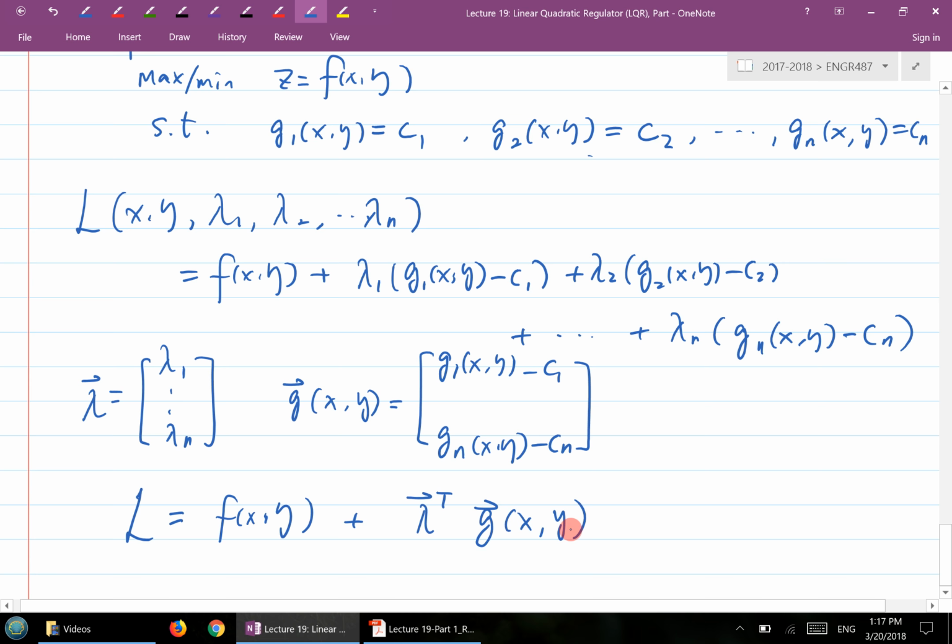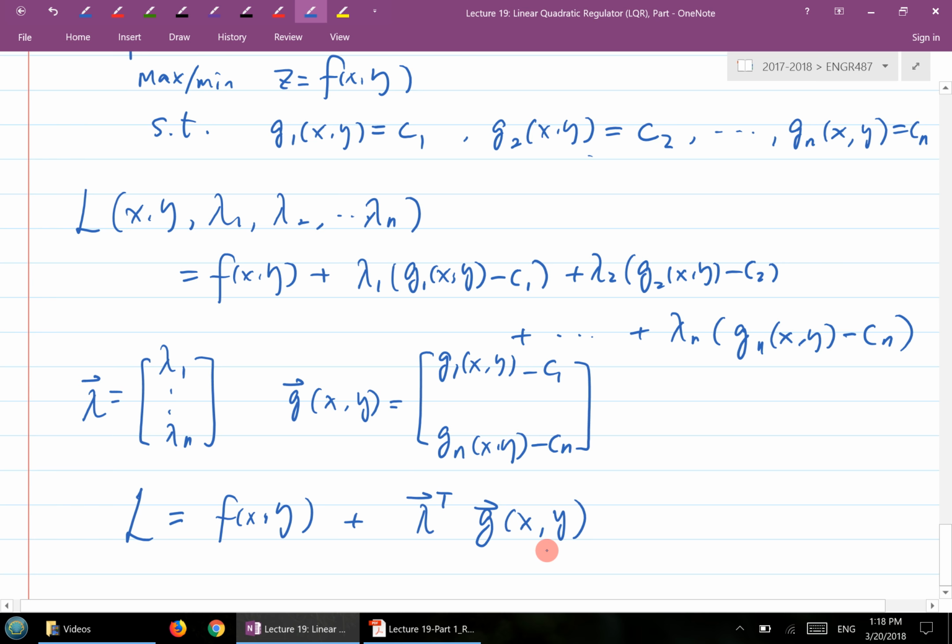Do we know what those lambdas are at this point? We don't know. That's actually the solution that we're trying to find. Does that make sense? It looks much more complicated now, but it's exactly the same format as the simple problems.